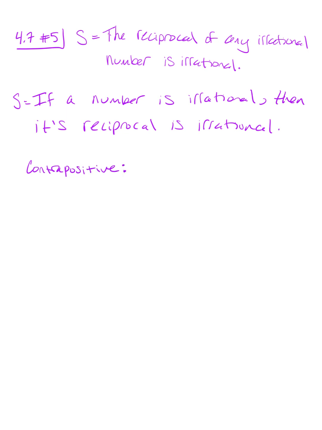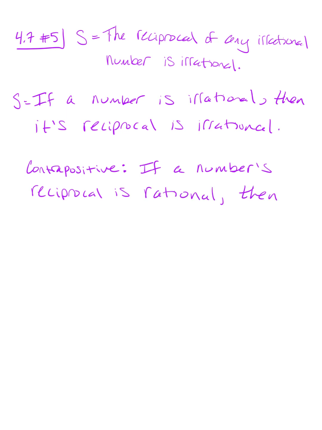And then the contrapositive is if Q, then P. So, sorry, that's the converse. The contrapositive is not Q implies not P. So if not Q, so if a number's reciprocal is rational, so that's not Q, then not P, then the number is rational.